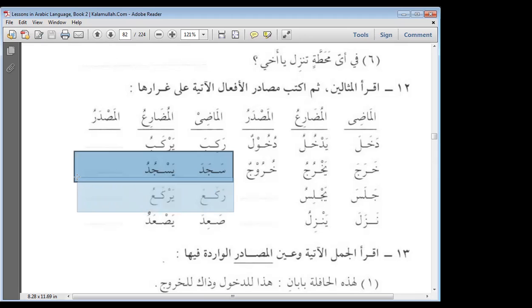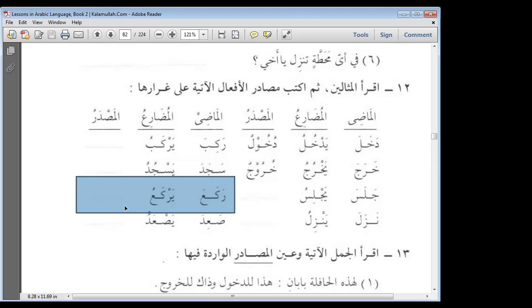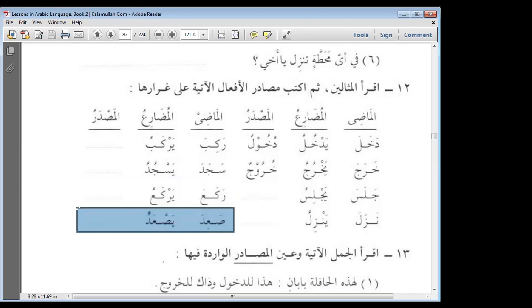Next one. Raka'a, yarka'u, ruku'un. So that is, of course, the position of ruku', which is bowing.